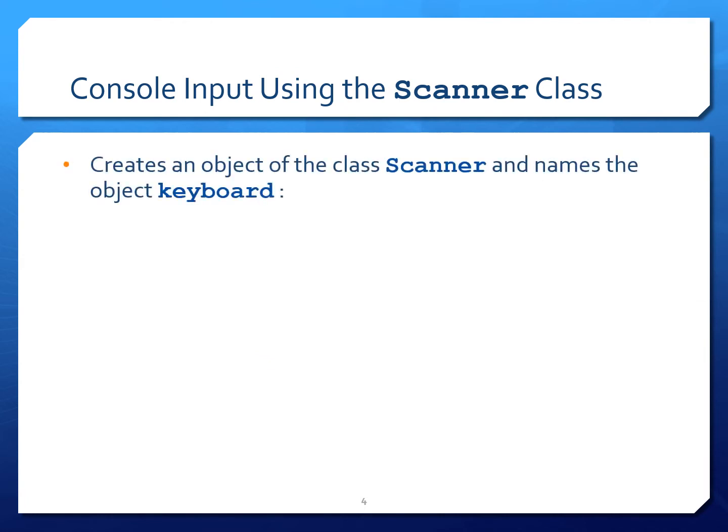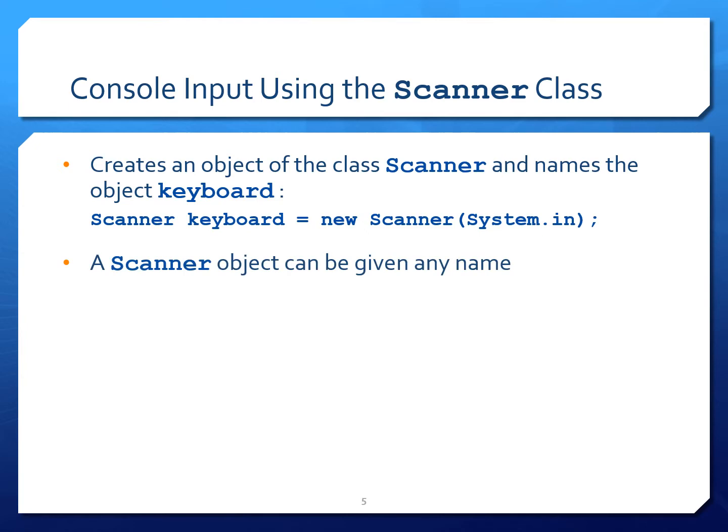The following line creates an object of the class Scanner and names the object keyboard. Scanner keyboard = new Scanner(System.in). Although a name like keyboard is often used, a Scanner object can be given any name. For example, in the following code, the Scanner object is named scannerObject.